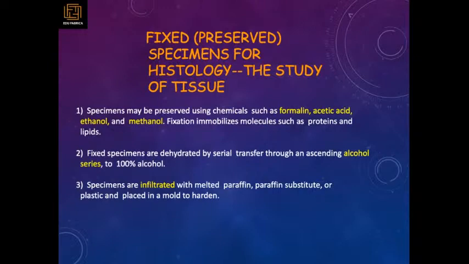Specimens may be preserved using chemicals. We can use chemicals like formalin, acetic acid, ethanol and methanol in order to fix your proteins and lipids. And fixed specimens are dehydrated by serial transfer through an ascending alcohol series to 100% alcohol. And specimens are infiltrated with melted paraffin, paraffin substitutes, or plastic and placed in a mold to harden.